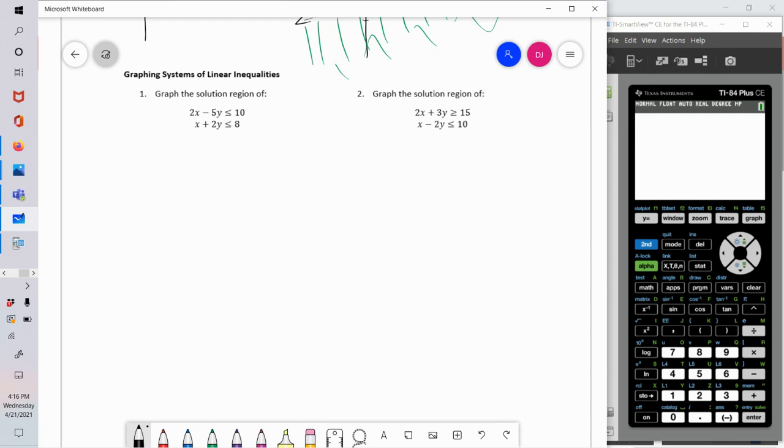Okay, so let's graph these two lines. Okay, so first of all, let's put some lines on here.